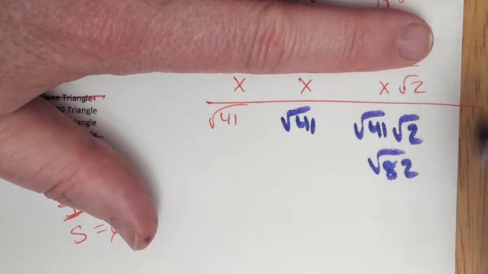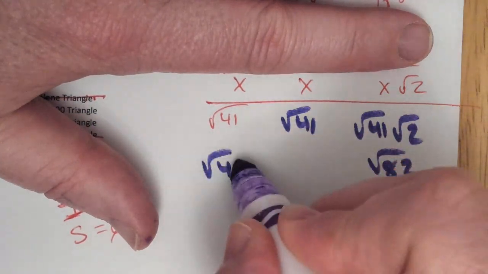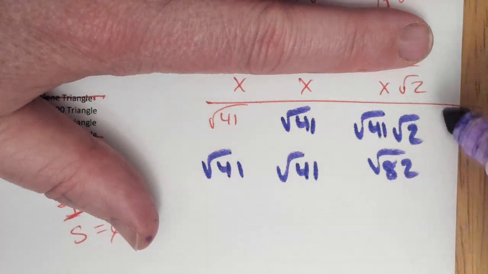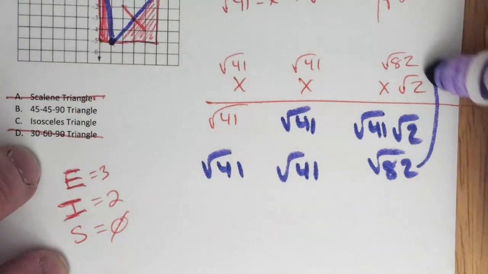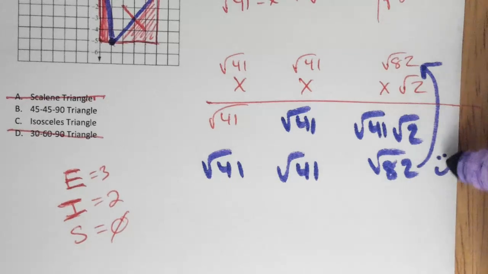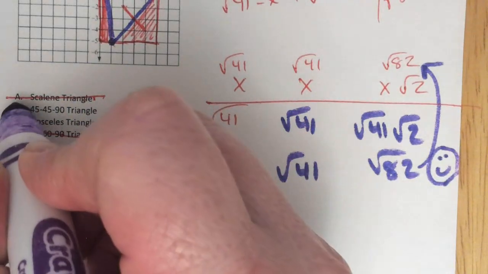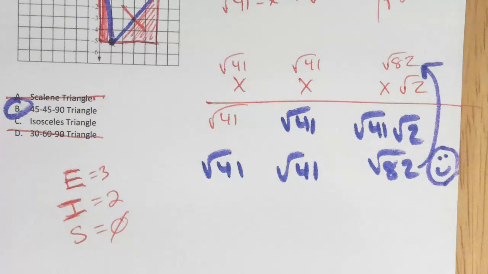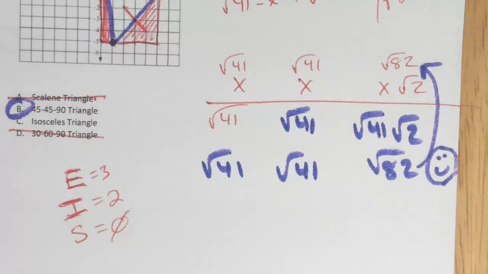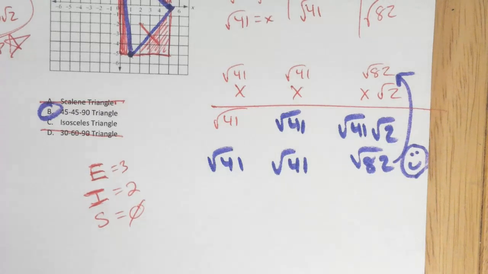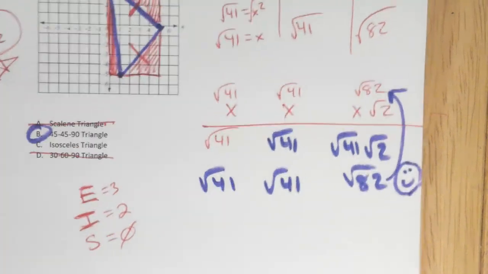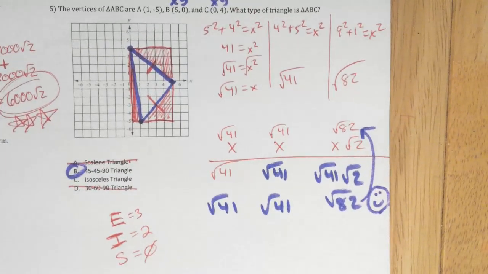So square root of 41, square root of 41, and square root of 82, does that match what we have? Yes, it does. So that means that yes, this is a 45-45-90 triangle. So that is the better answer. Awesome. Hopefully that helped you out on that part. We'll zoom out a little bit just in case you want to take a picture of that. All right, and we're going to go to part 2.